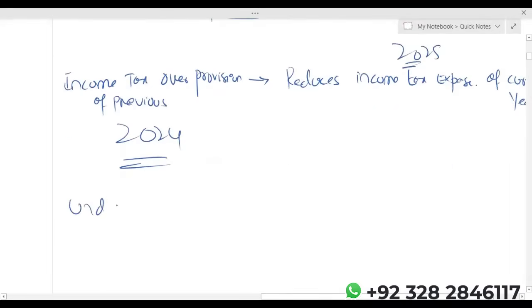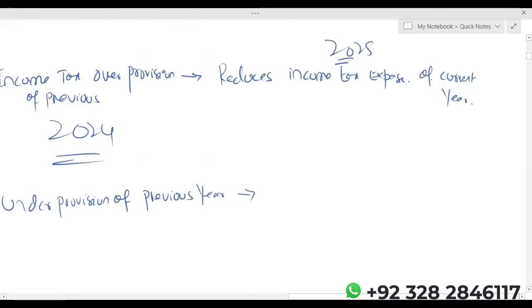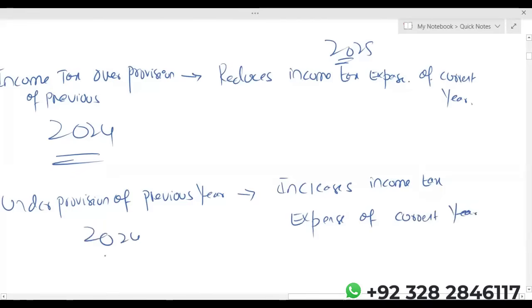Now, under provision of the previous year increases the income tax expense of the current year. Again, if the previous year is 2024, then you will have the impact of this one in 2025.